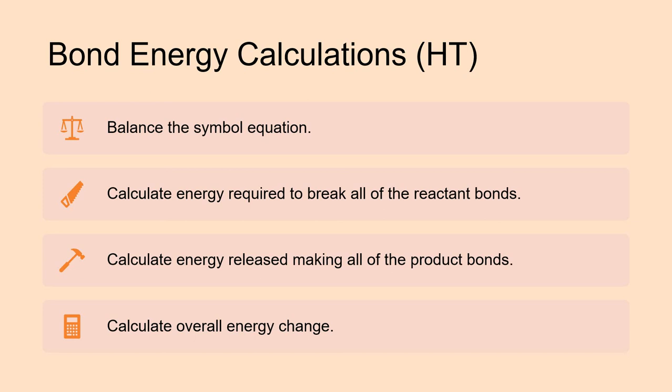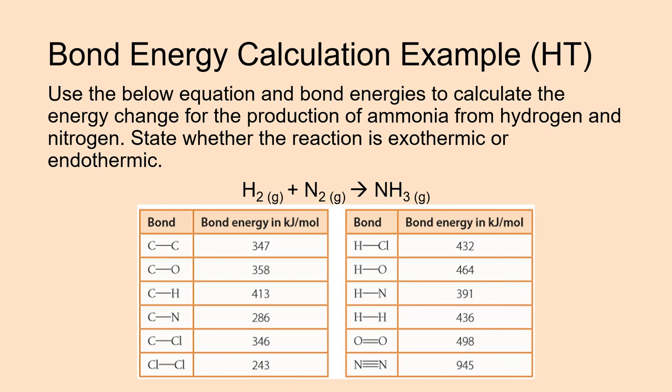Okay, we're just going to go through an example to try and explain this a little clearer. So we're going to use the equation below and the bond energies to calculate the energy change for the production of ammonia from hydrogen and nitrogen. Then we need to state whether the reaction is exothermic or endothermic. So pause the video and try this example. If you need some additional help, I will be going through the answer step by step, so you can pause at any point once you feel more comfortable.